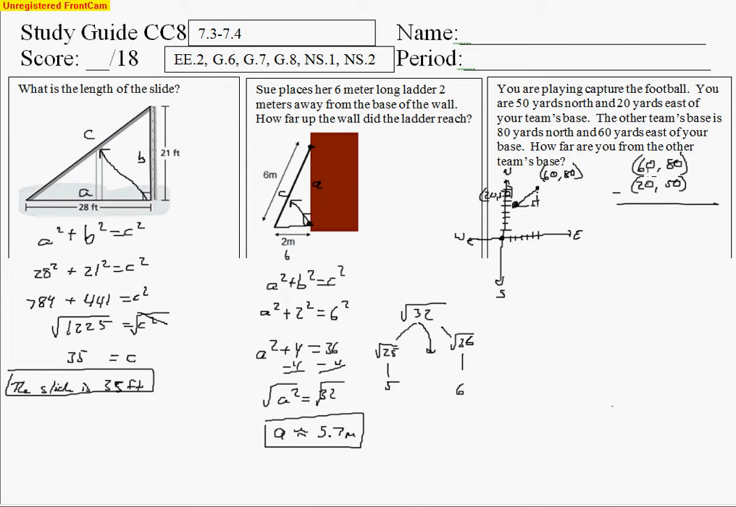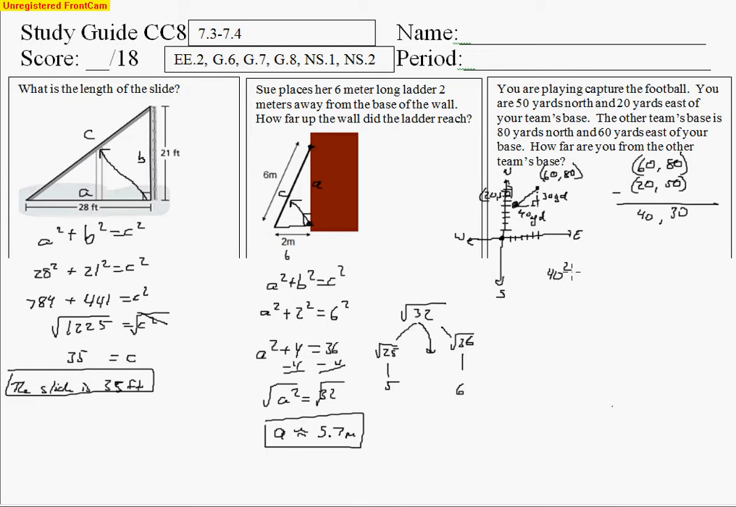So 60 minus 20 leaves me with 40. So I know that this distance is 40 yards. And 80 minus 50 leaves me with 30. So this distance is 30 yards. That's the vertical distance. And so now I'm ready to find out what that distance between me and the other team's base is. So it's going to end up being this.